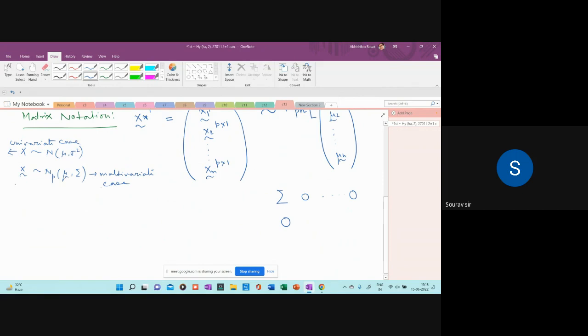Now what we are doing is taking this single vector, which is of order p cross 1. We are saying that we have n vectors with us. Is it visible?